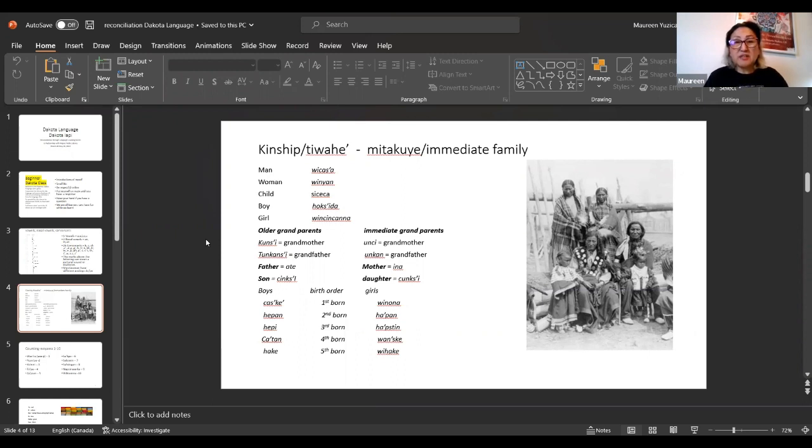The immediate grandparents, like my grandma and my grandfather, it would be Unchi for grandmother. Grandfather is unka. There's that nasalized N again, unka. Okay. And your father is ate. There's that E that sounds like an A, right? Ate. In university, I'd tell people, remember father as eight. I used to give them little techniques of how to remember the Dakota language and compare it to the English language.